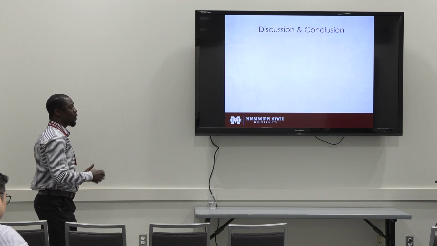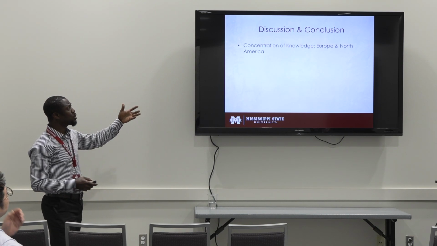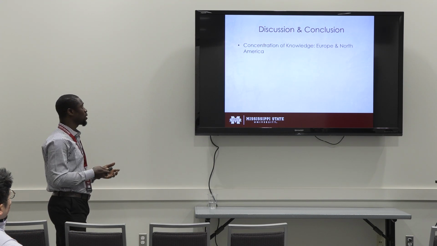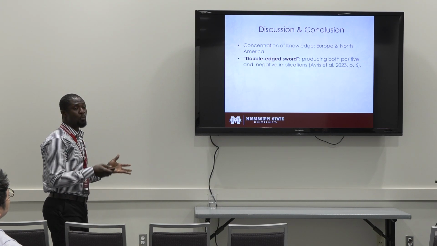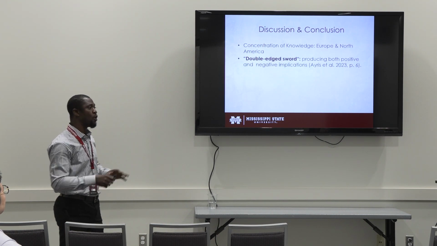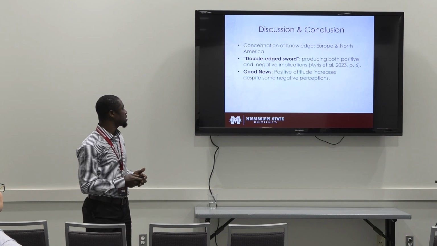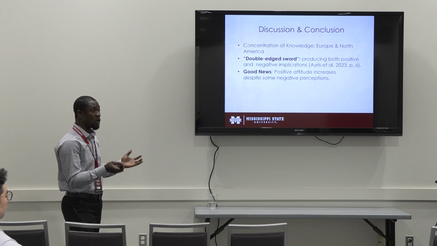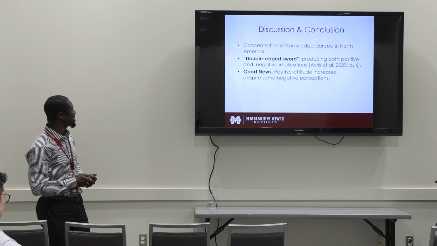So what we concluded with is the fact that there's a concentration of knowledge in Europe and North America as far as autonomous technology is concerned. And this technology has been described as a double-edged sword because it is capable of producing both positive and negative implications for society and agriculture generally. So the good news is that there seems to be an increasing positive attitude toward adoption, and despite all this, we still have that positive attitude.